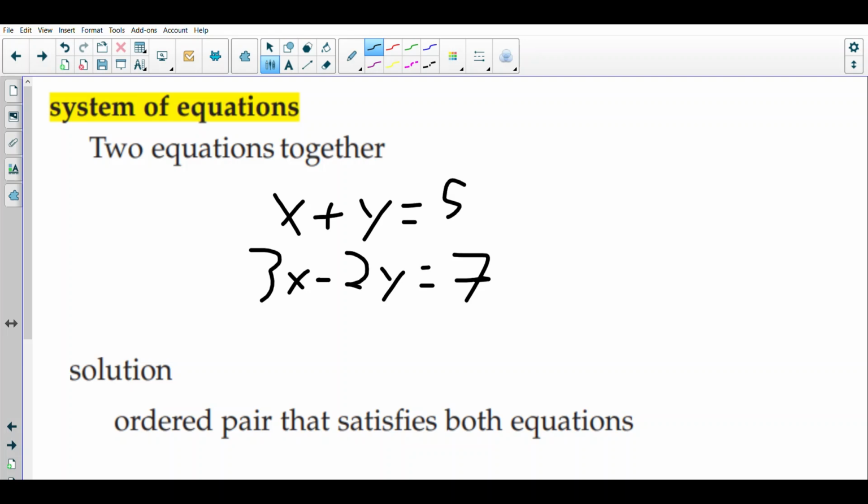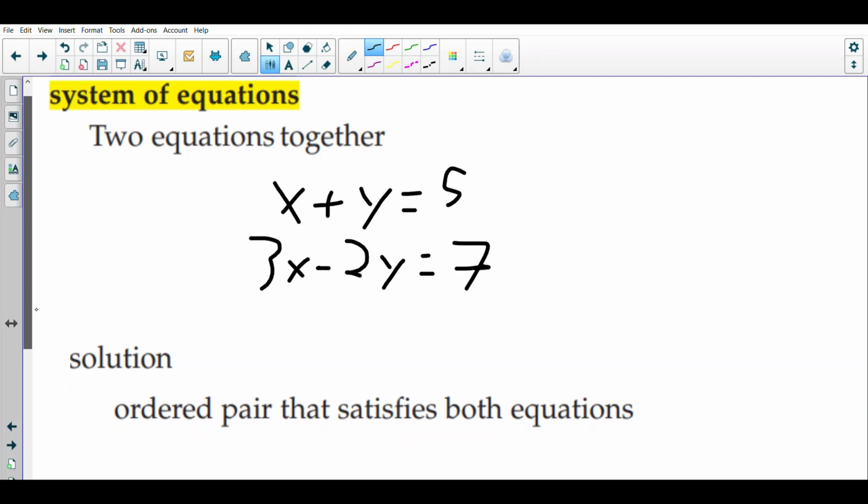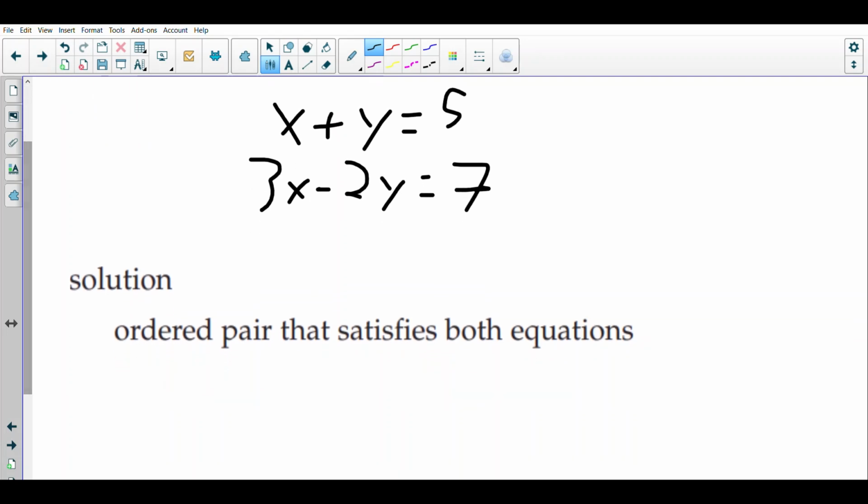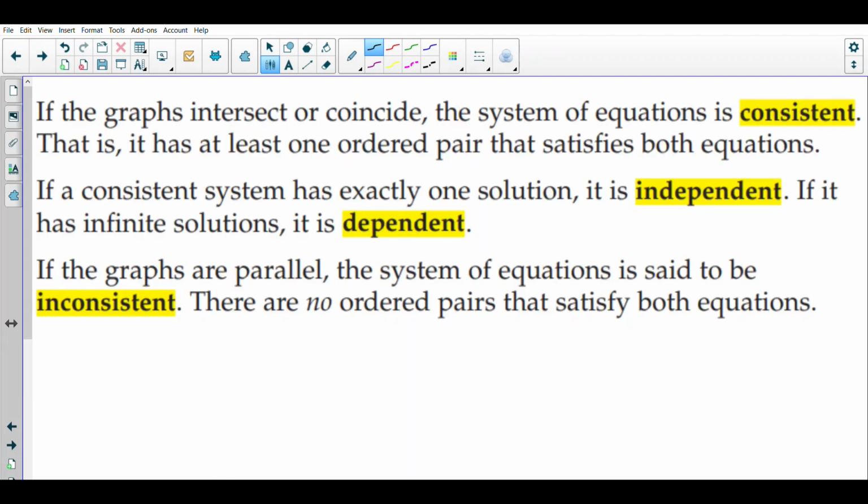Okay, and then the solution would be an ordered pair that satisfies both, meaning making both of them true. So in an ordered pair, we'd write obviously x comma y, whatever it would be. Okay, so that's what we're going to be looking for. Now, there are some different situations in which these systems work.